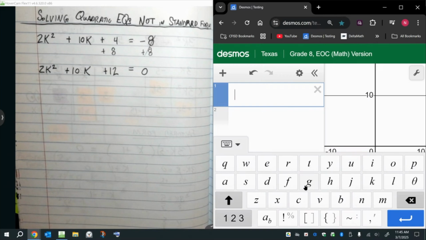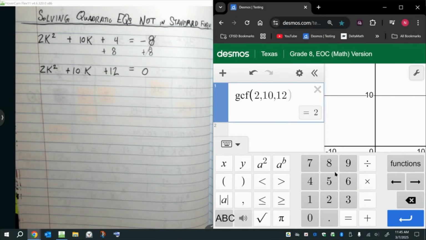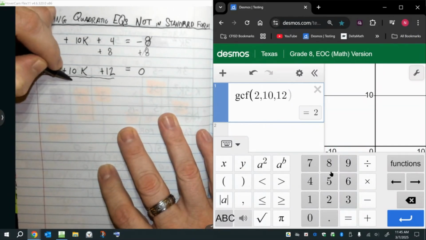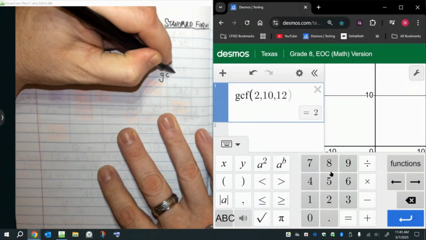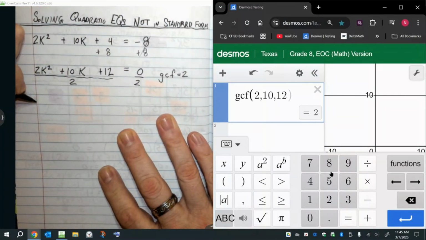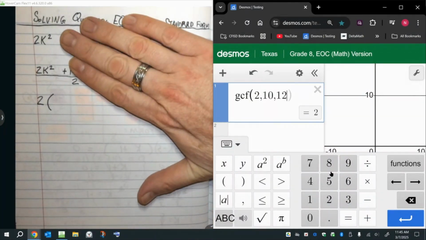Is there a GCF between 2, 10, and 12? And they're all divisible by 2. So if I divide this by 2 and divide that by 2, because my GCF is equal to 2, well then my 2 comes out in front right here. I'm going to open my parentheses, and I'm going to divide each piece by 2.